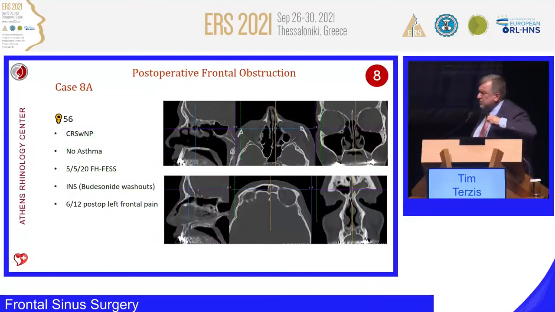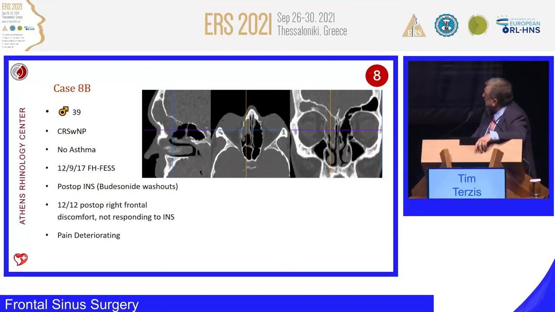So, another thing to discuss is how do you deal with postoperative frontal obstruction? Two examples. This is a lady, no asthma, had an operation, did well, intranasal steroids, budesonide washouts, everything okay, but 6 months later she came back with an obstructed sinus on the left side, with some signs of neo-osteogenesis, as you see here.